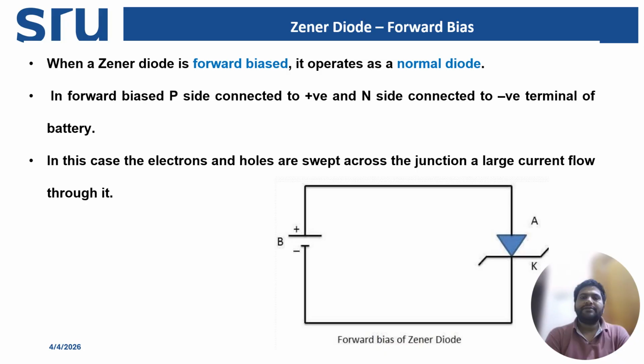So why is the Zener diode not used in forward bias? Because in forward bias it behaves like an ordinary diode. The special property of constant voltage appears only in reverse breakdown. Therefore, practical applications use the Zener diode mainly in reverse bias.